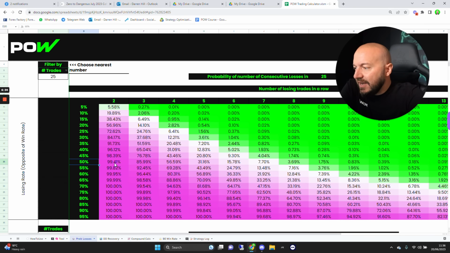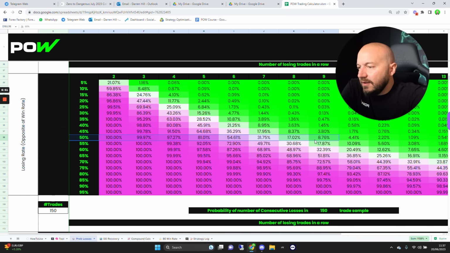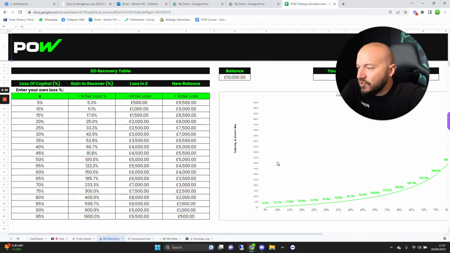Losing rate 50%. We're going to see a high probability of losing 2 to 3 trades here, but a lower probability of losing 7 or 8 trades on the bounce. There's 3% chance, 1% chance, less than 1% chance. But as we increase the trade volume, those levels increase. Okay, good visual tool just to get you on track there.